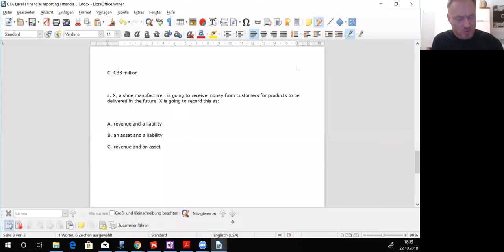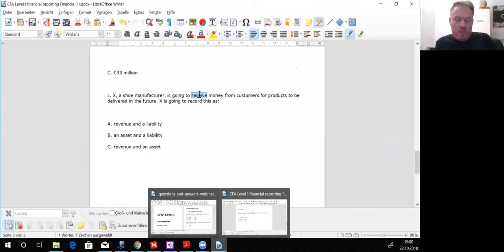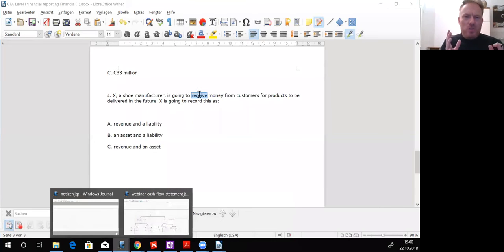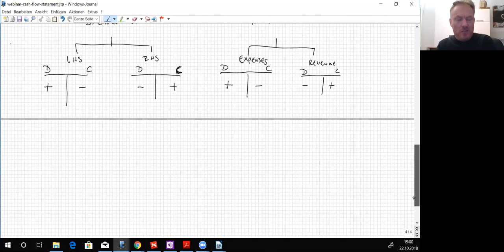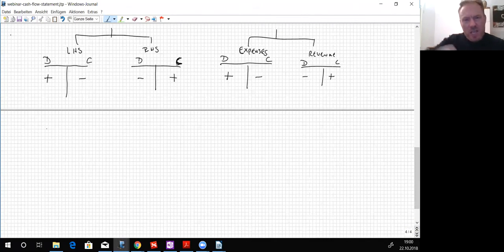Talking about question number 4, we want to review a shoe manufacturer that's going to receive money from customers for products to be delivered in the future. What are we going to do about it? At first, if he or she receives money from customers, what is money? Where would you see money located on the balance sheet? Of course, it is located on the left-hand side. So the inflow of cash is reflected on the debit side.